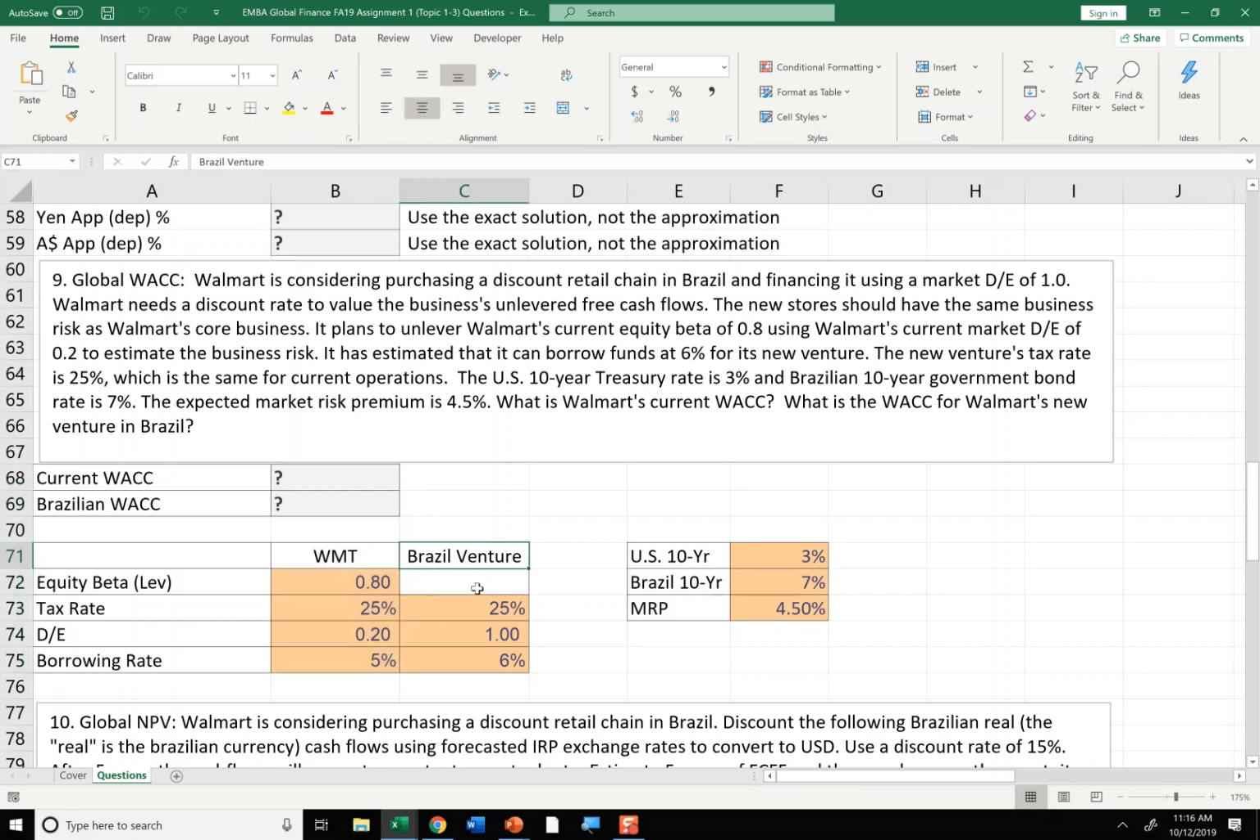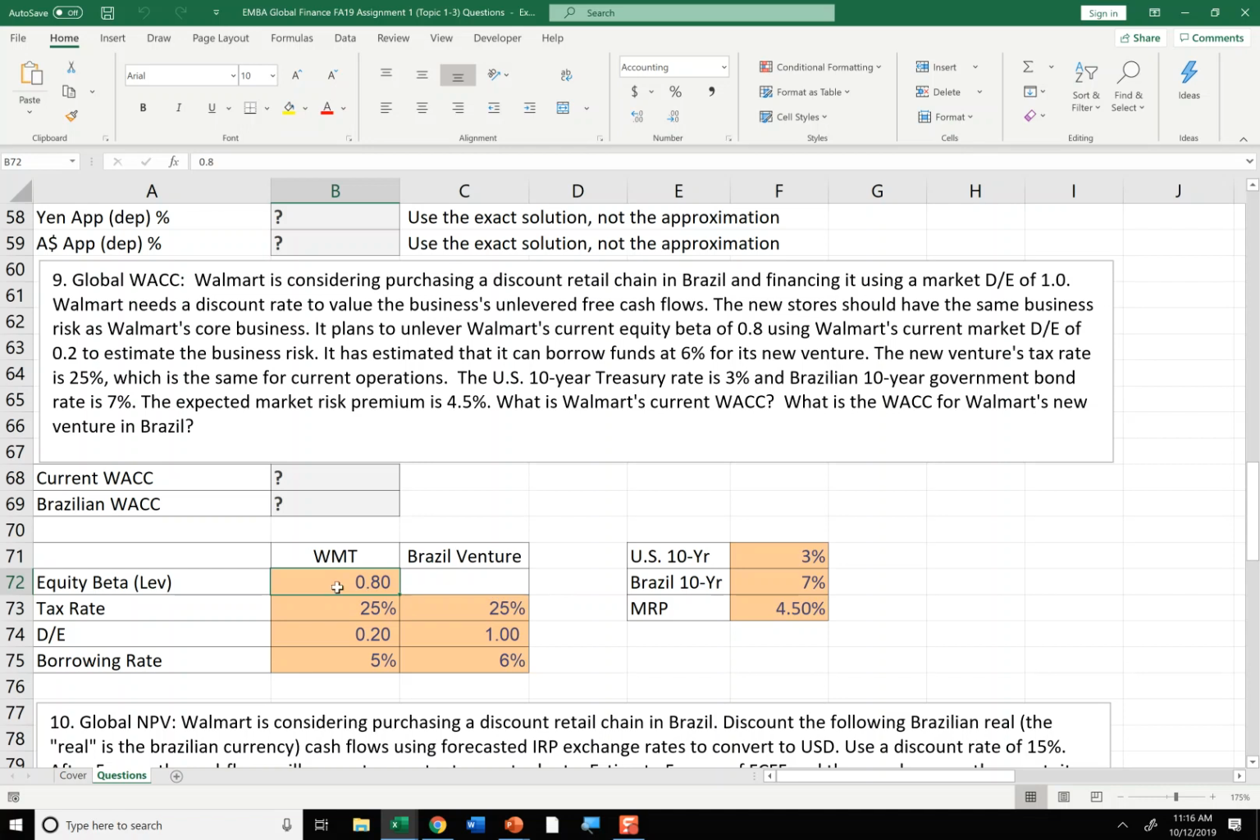And then you're going to calculate the WACC for that Brazilian project in Walmart. What you're going to do is say, okay, the new store in Brazil is going to have roughly the same business risk as Walmart. So we're going to use Walmart's beta, but it's going to have less debt. So this may ring some bells.